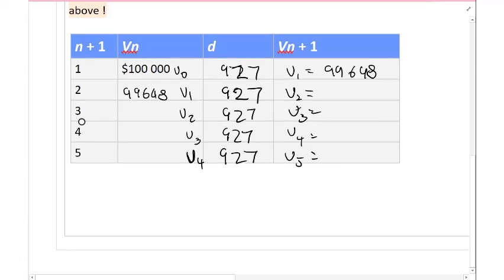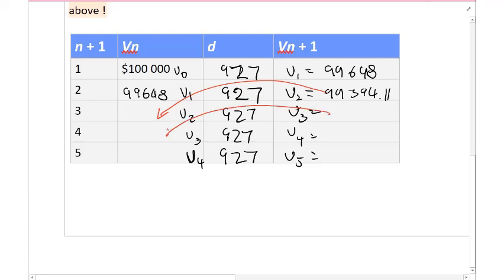And V2, I'm just going to do V2, and you know what we're going for here. So V2 would give me 99394.11. Okay, and you get the hint that bang, that's going to go there. Bang, that's going to go there. Bang, that's going to go there. And you're going to get a value as well as V5. So those are the 5 you're after.